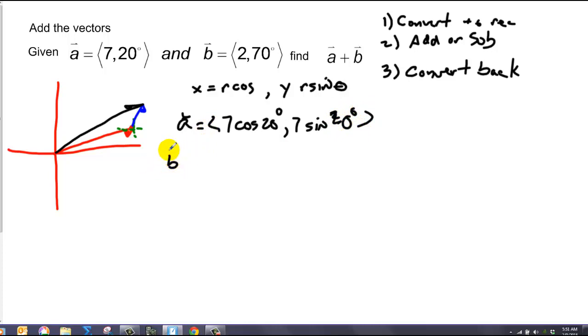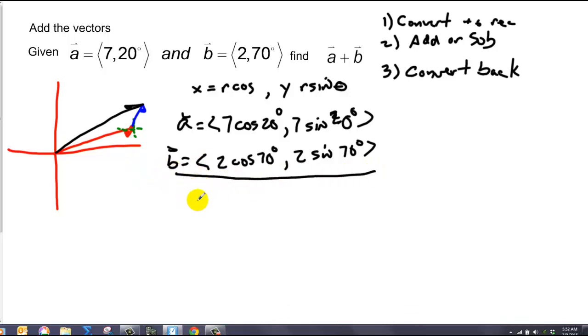And then b in this case will be 2 cosine 70 degrees and 2 sine 70 degrees. So now it's just a case of plugging it into your calculator, making sure you're in degree mode. And I'm going to add these while I'm at it, so I'll throw a line down here. And my first sum of these two coordinates is going to give me about 7.26. And then my second term will give me about 4.27.